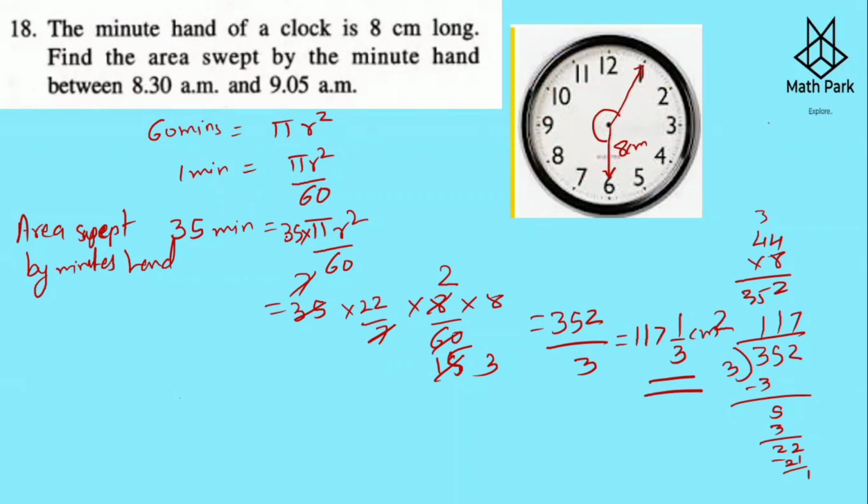In 35 minutes, it will do 35 into pi r square by 60. This is how we got 117 1 by 3 centimeter square as the area swept.